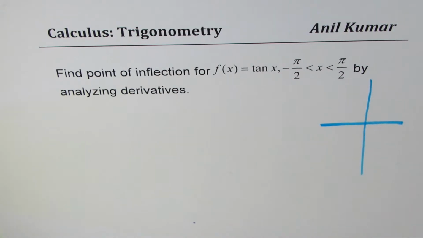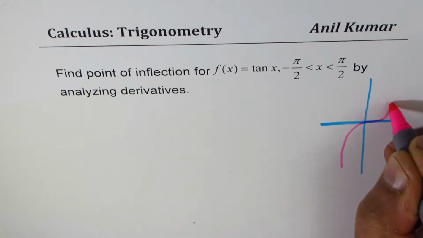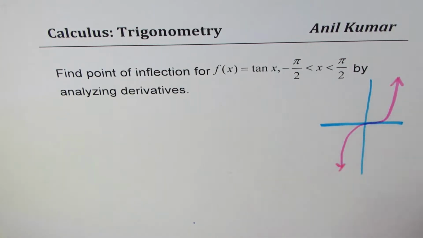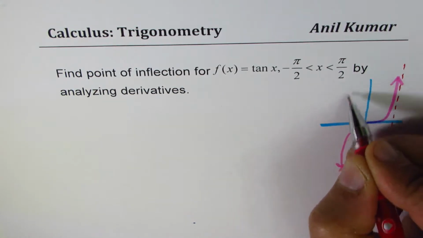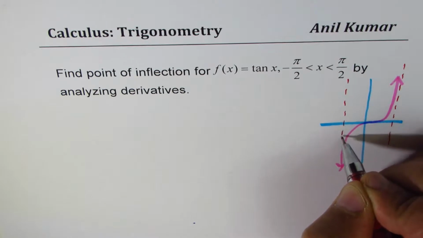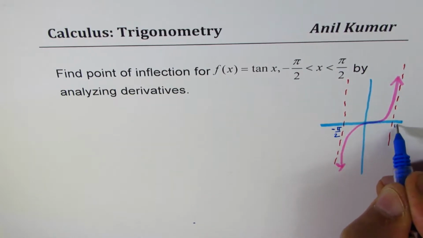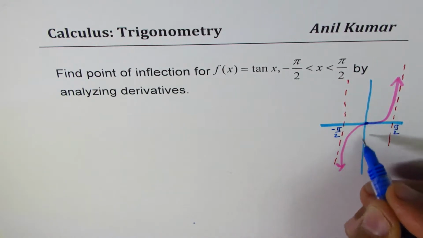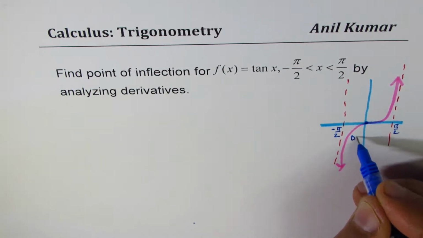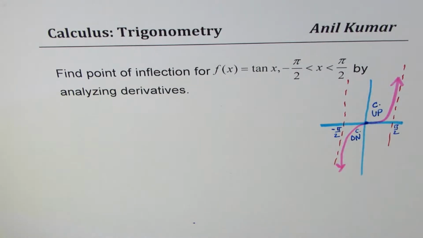Look here. The graph of the function tan x within the given interval is kind of like this, correct? Which has vertical asymptotes at pi by 2 and minus pi by 2, right? So the point of inflection is at the origin, right? Concavity changes from concave down to concave up, right? So that is what the answer is.